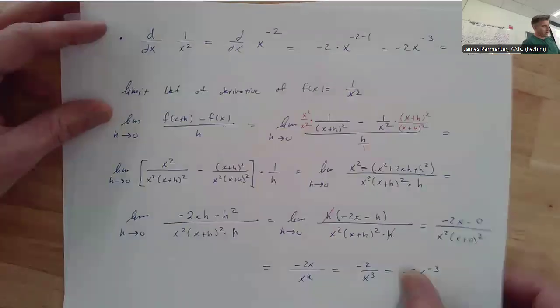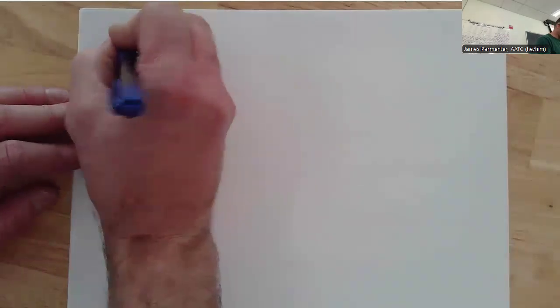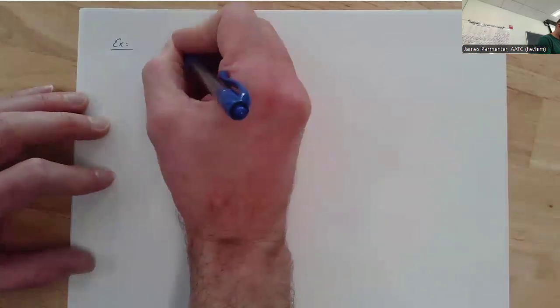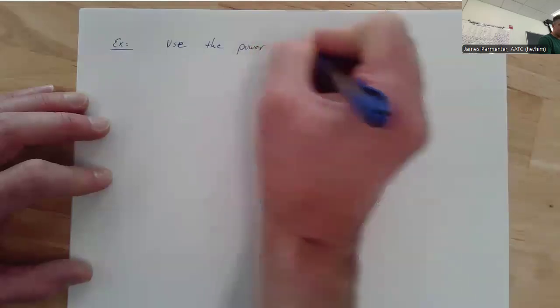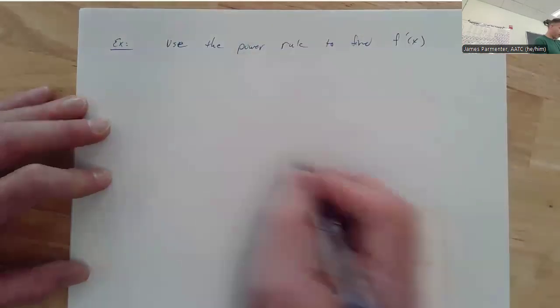Cool. So let's look at some examples. I already know what the example is. I just feel like I should look just to be sure I'm not doing something totally crazy. So let's take some derivatives of seemingly more complicated things. For example, we're going to use the power rule to find the derivative of f of x for the following question.